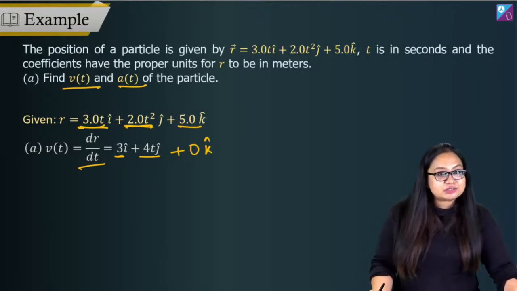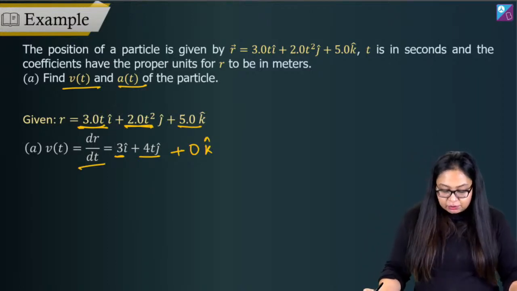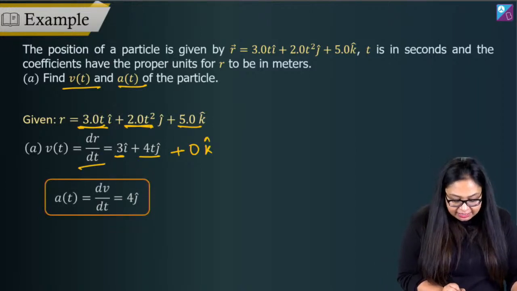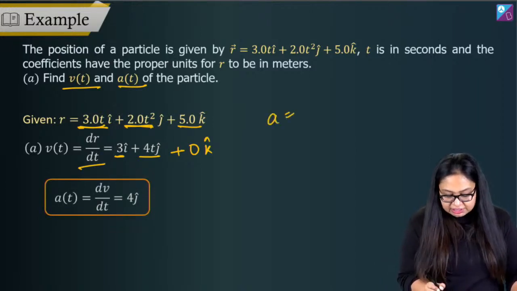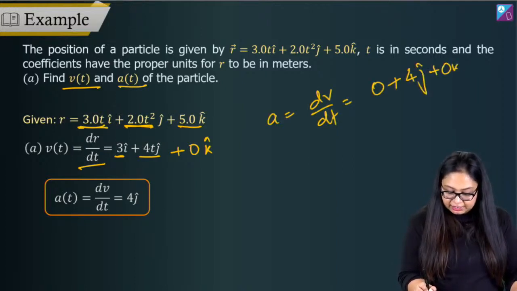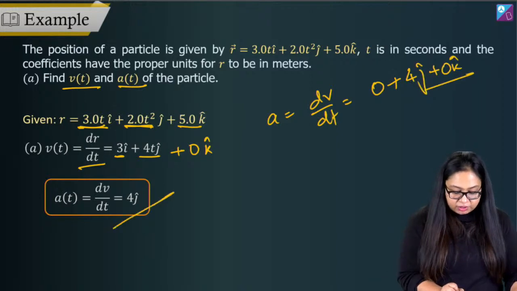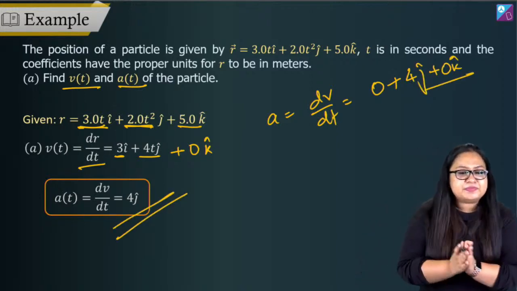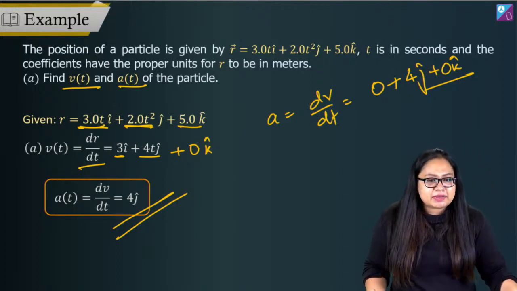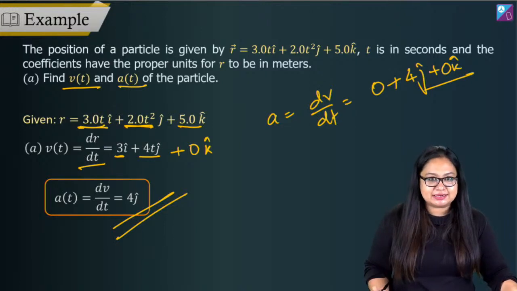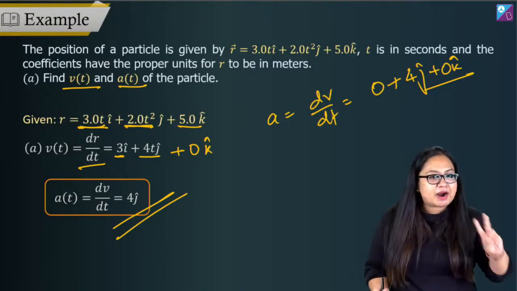What about acceleration? Acceleration will be equal to further differentiation, dv by dt, which is equal to 0 plus 4 j cap plus 0 k cap. That means 4 j cap is the answer for acceleration. Okay, that is it. That's good. Ahsan, Bikash, Devyani, yes, 4 j cap, that is acceleration. Now, the second part of the question.